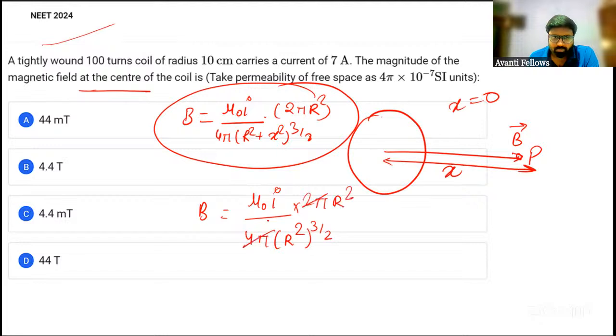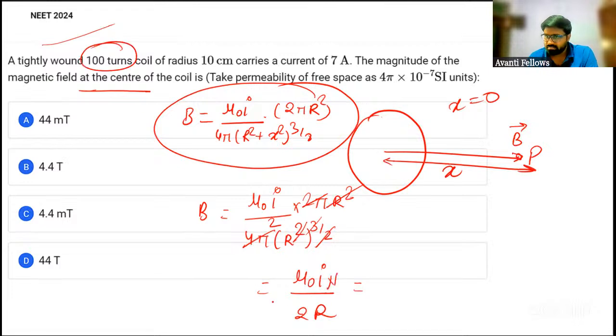2 pi and 4 pi will cancel out. Simply this 2 power will cancel this half power, so this will become r raised to the power 3, and on the upper side we have r square, so the power will cancel out. Finally the expression you will have is mu naught I upon 2r. Okay, now if the number of turns is also given, just multiply with n.